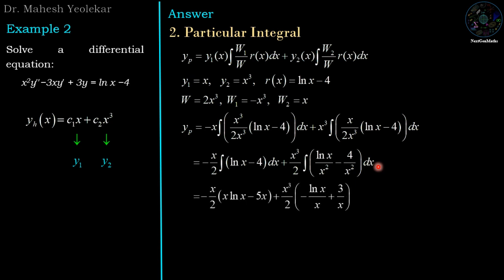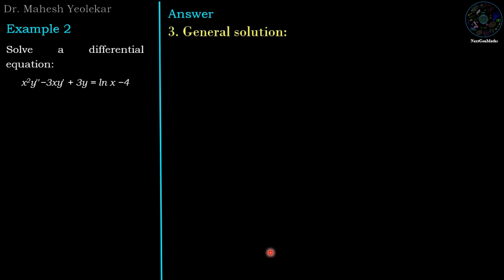Now if we integrate, after integration we have minus x by 2 into x ln x minus 5x plus x cube by 2 into minus ln x divided by x plus 3 by x. And if we simplify, then we have yp equals minus x square ln x plus 4x square. Therefore the general solution is in the form y equals yh plus yp. So y equals c1 x plus c2 x cube minus x square ln x plus 4x square. So this way we are able to solve the differential equation using the variation of parameters method.